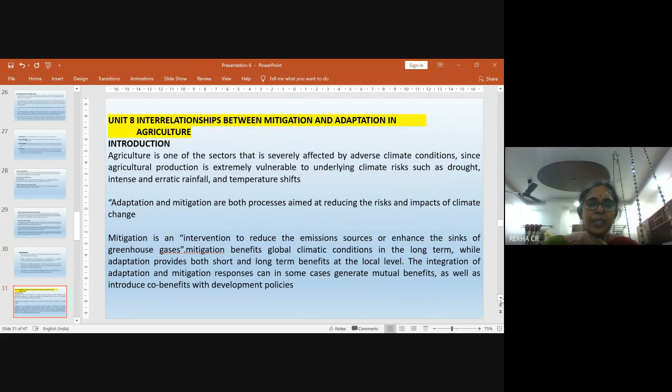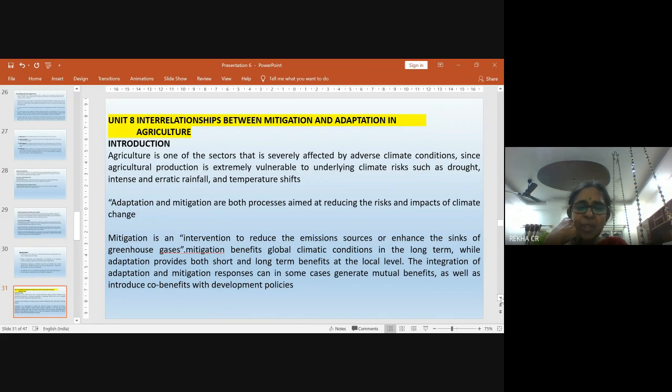The third unit, unit 8, is the interrelationships between mitigation and adaptation in agriculture. Agriculture is one of the sectors that is severely affected by adverse climatic conditions, since agricultural production is extremely vulnerable to underlying climate risks such as drought, intense and erratic rainfall, temperature shifts, etc. So adaptation and mitigation, these two processes, reduce the risk and impact of climate change.